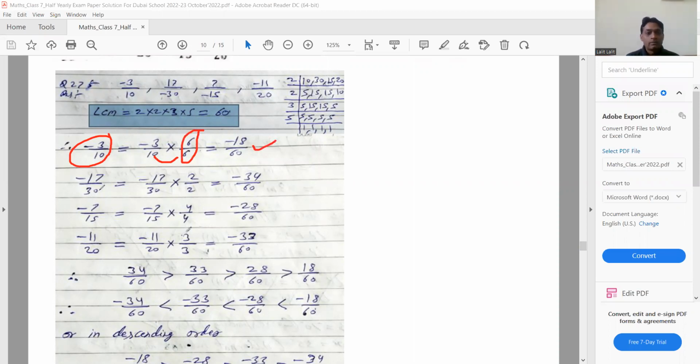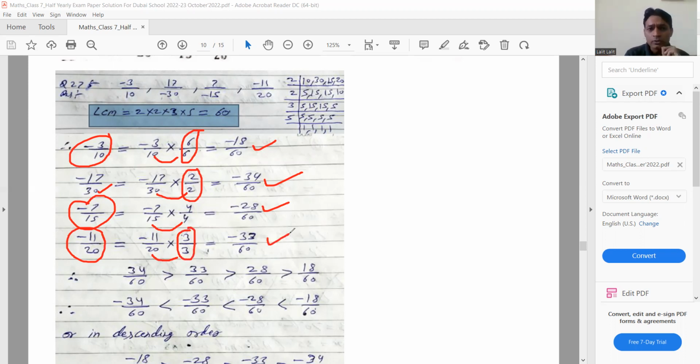Now minus 17 upon 30. If we multiply the denominator by 2, we get 60. So multiply 2 in both numerator and denominator, and we get minus 34 upon 60. Minus 7 upon 15. If we multiply 15 by 4, we get denominator 60, which is the LCM. So minus 7 into 4, minus 28 upon 60. Similarly, minus 11 upon 20. If we multiply 20 by 3, we get 60 as the denominator. So multiply 3 in both numerator and denominator, and we get minus 33 upon 60.